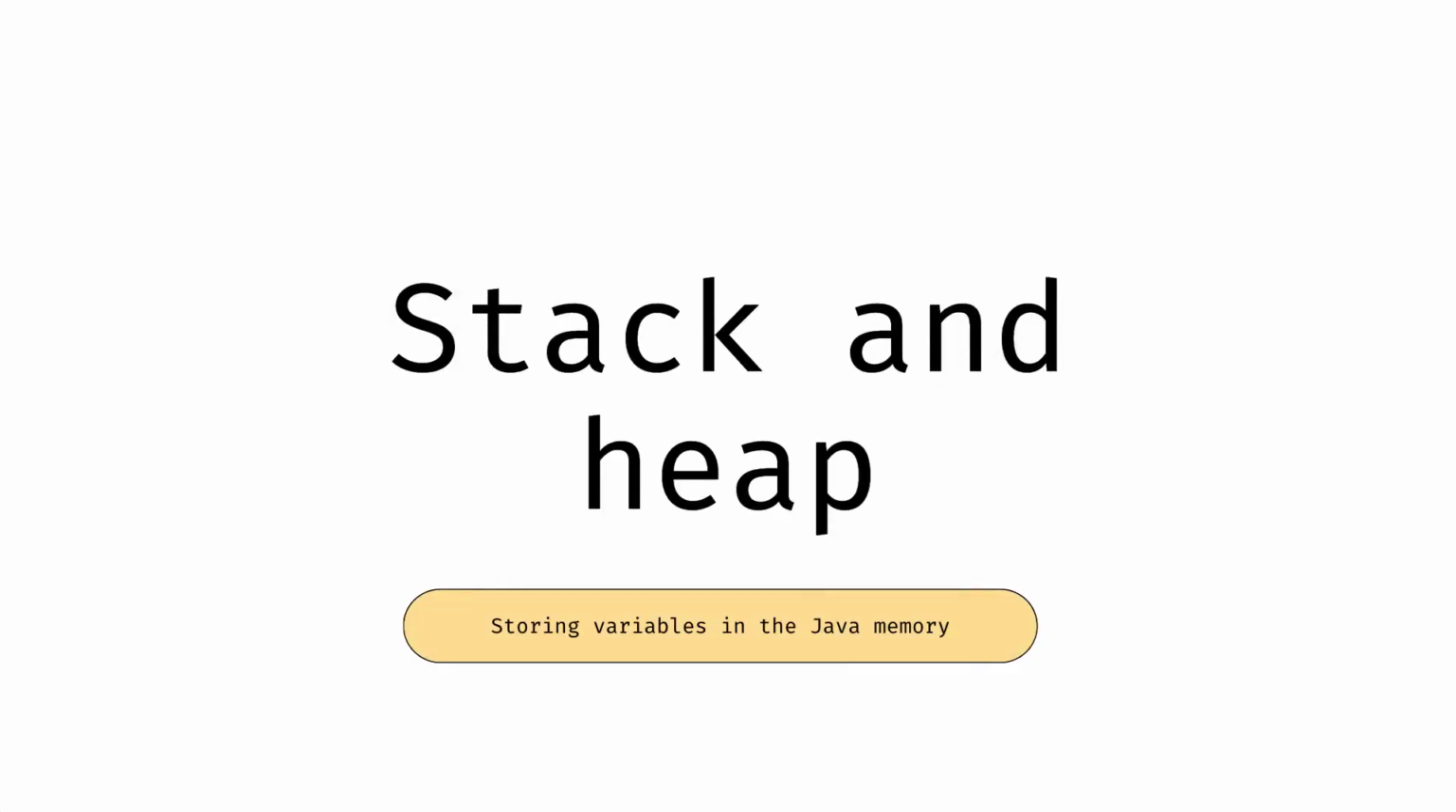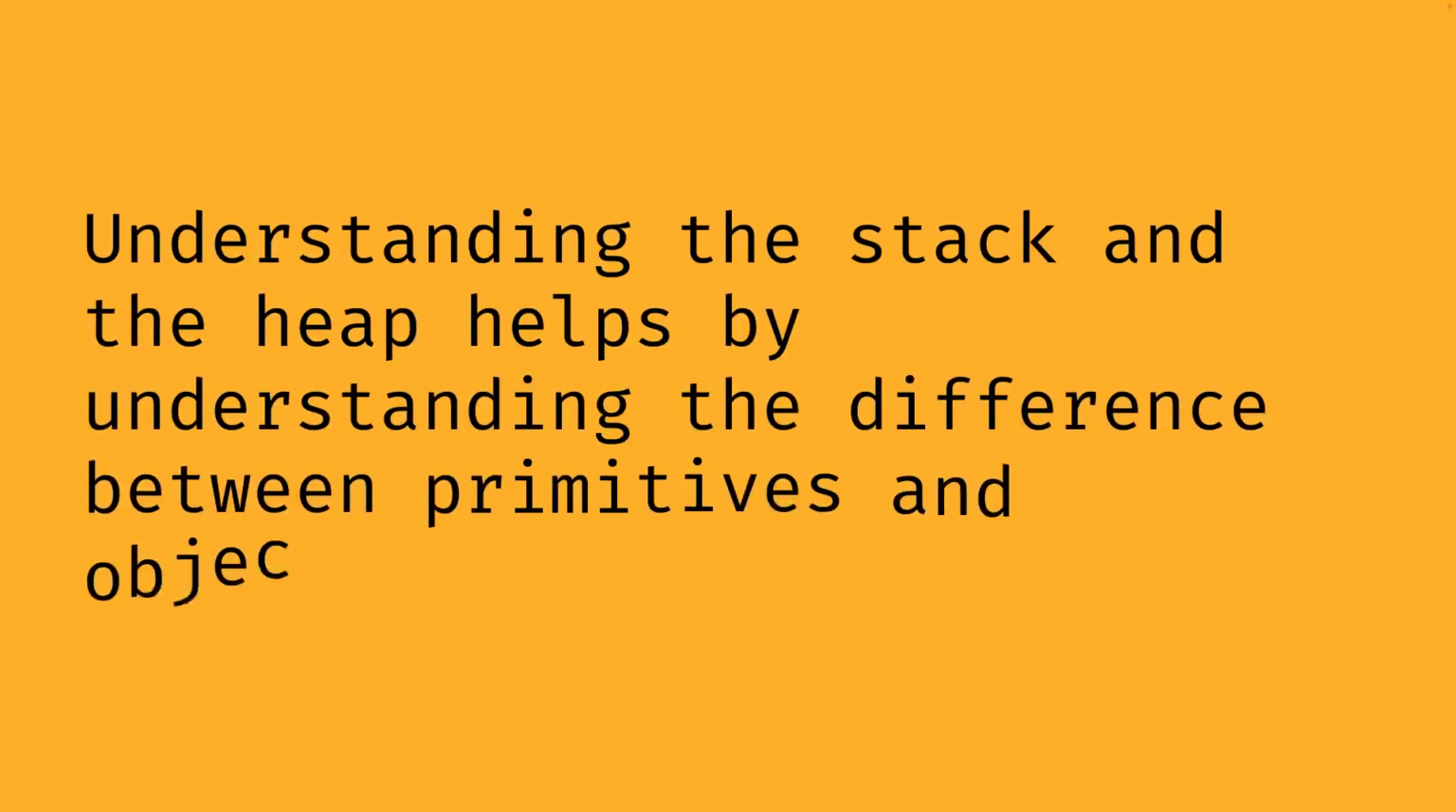Let's talk about the stack and the heap, two important concepts for storing variables in the Java memory. The Java memory consists of different parts. Two of these parts are the stack and the heap memory. Understanding how this works will help a lot by truly understanding the difference between primitives and objects.